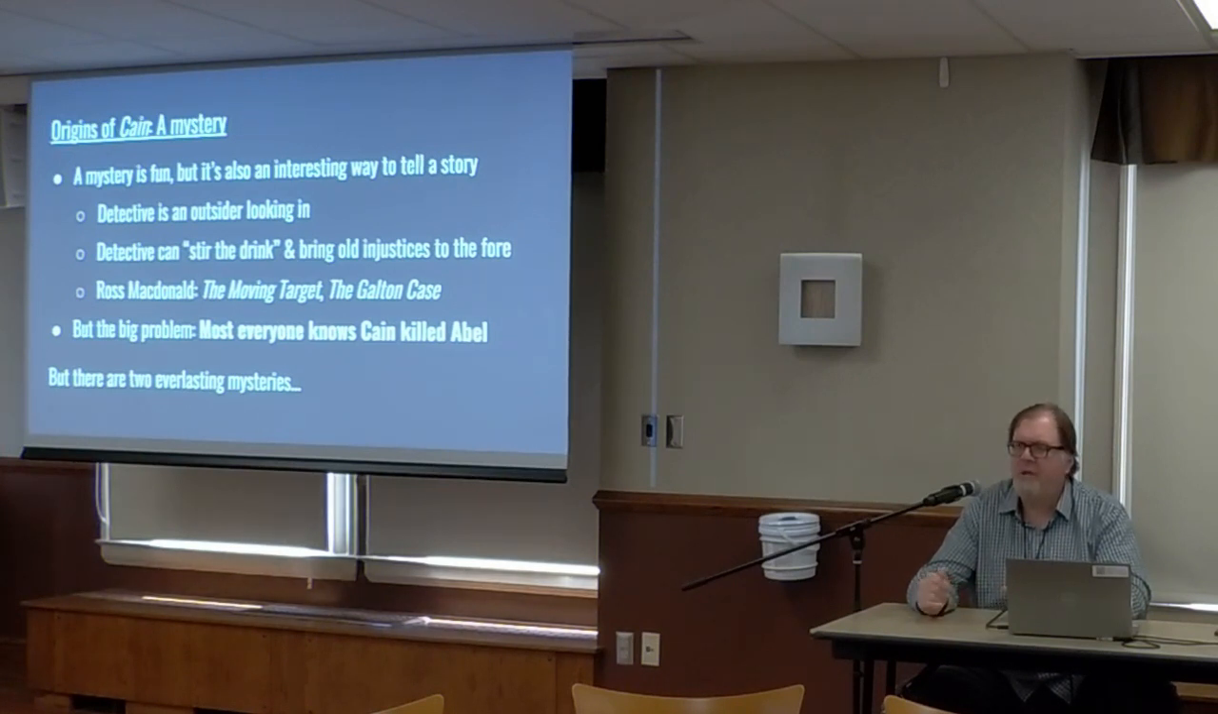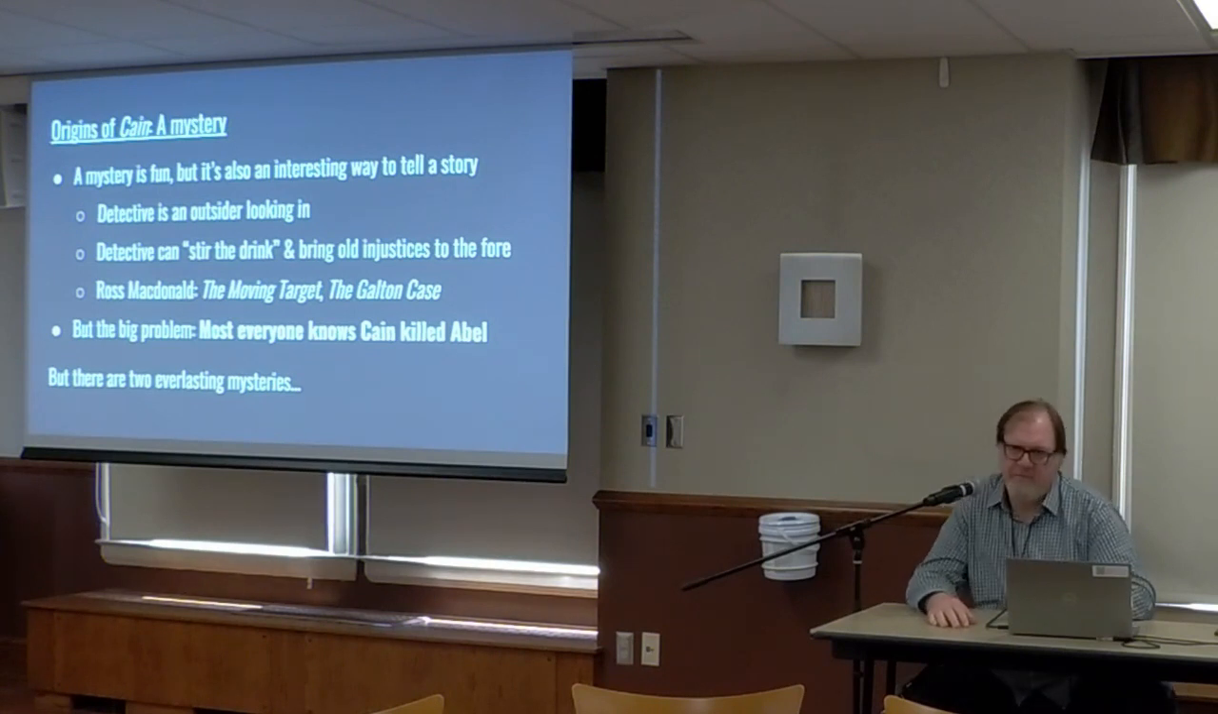His stories were largely family dramas, though. Often the detective was digging up old family secrets. In the case of The Moving Target, it's a millionaire and his family. The Galton Case is actually a multi-generational family story, set in the 1950s or early 60s, but the detective has to dig up old details from the 1920s, for example. But as much as I like this idea of this being a mystery story, there's a big problem. Everybody knows who killed Abel.